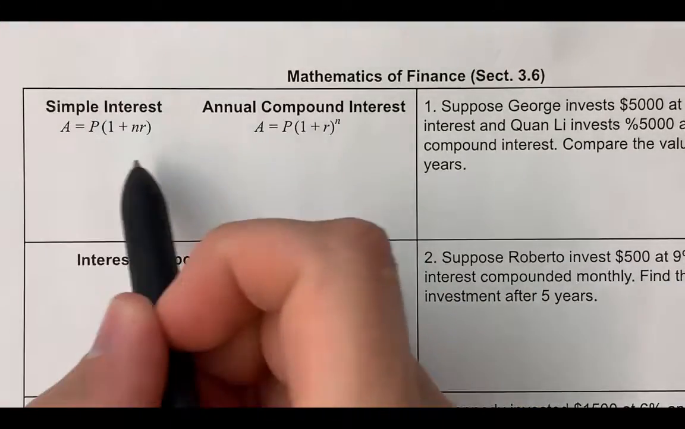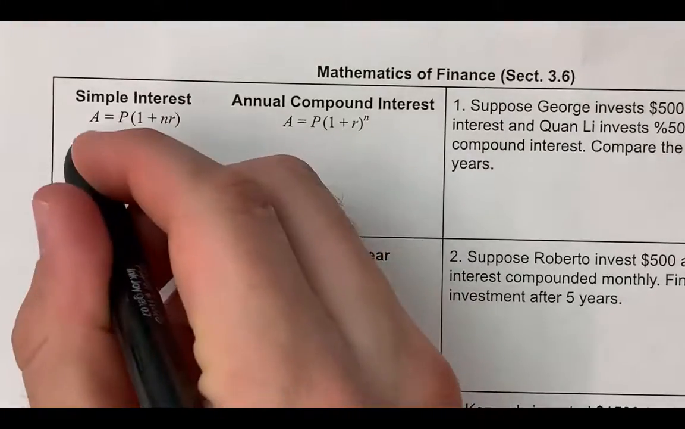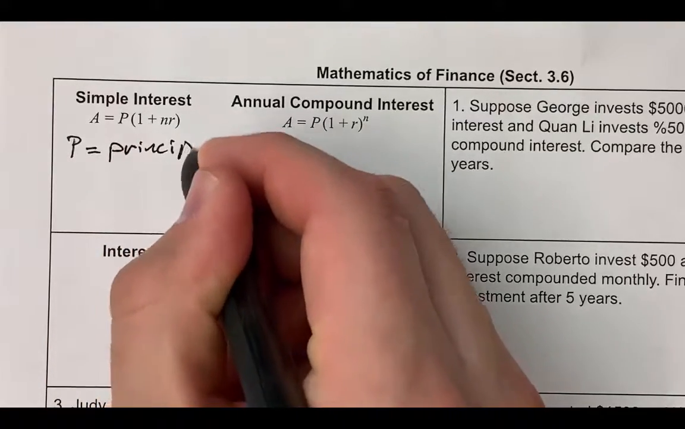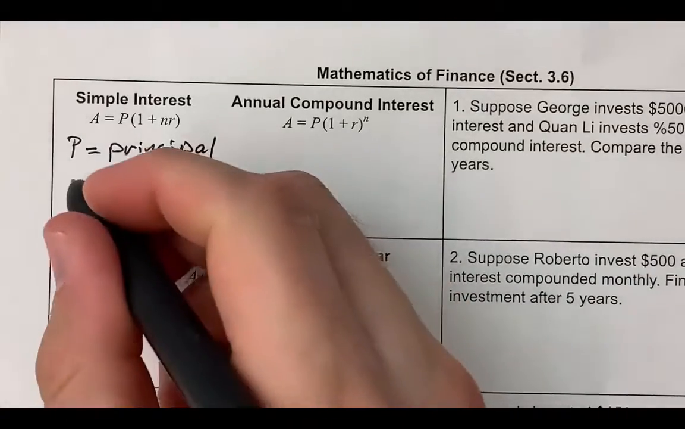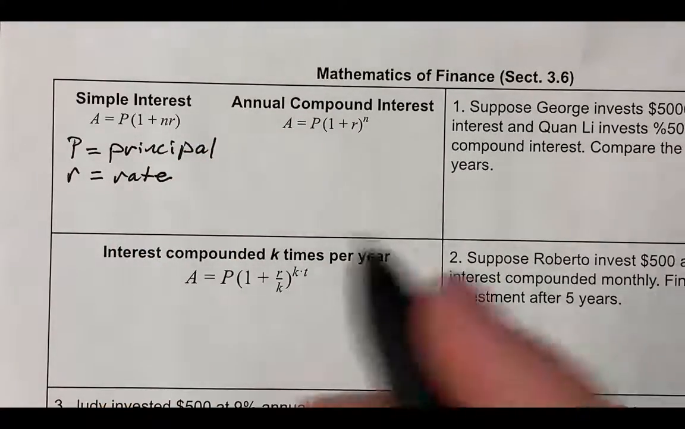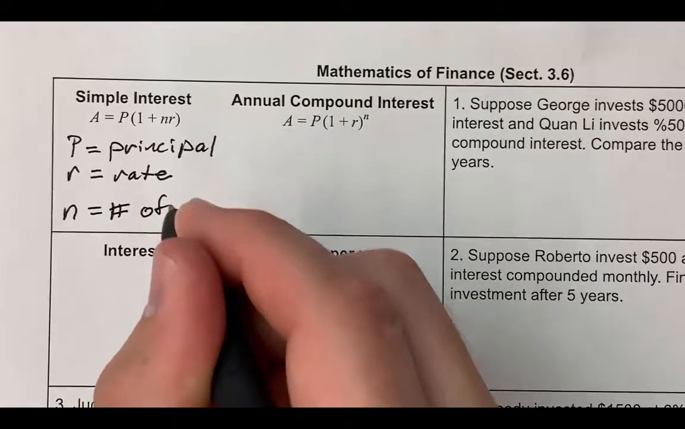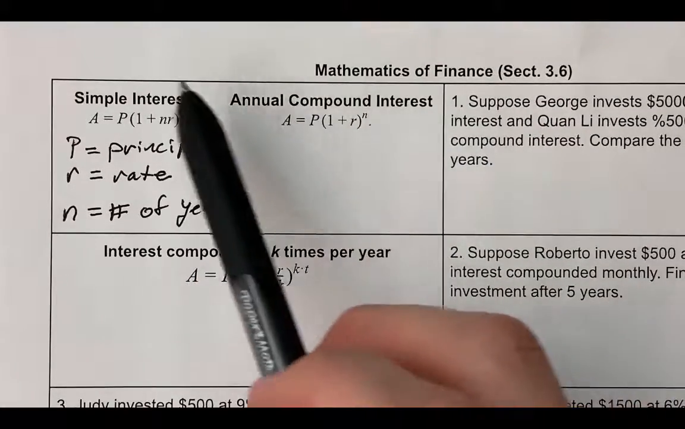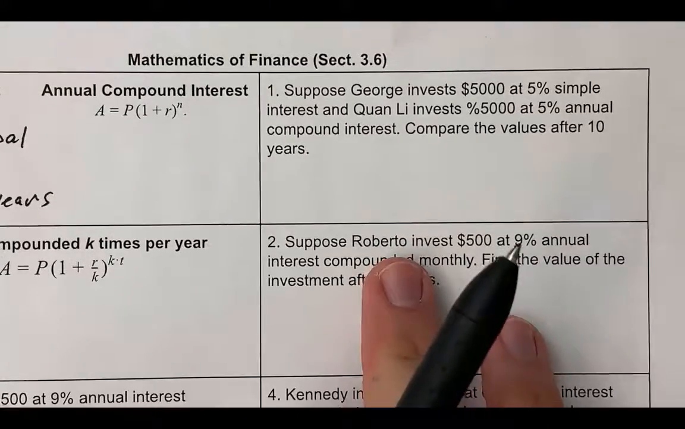This formula you're probably familiar with, but we'll lay out what each part is in both formulas. P represents the principal. That's the amount of money that you're investing in some sort of account. R is equal to the rate. That's the interest rate, expressed as a decimal. And N is equal to the number of years. That holds true in both of these formulas, simple interest and annually compounded interest.